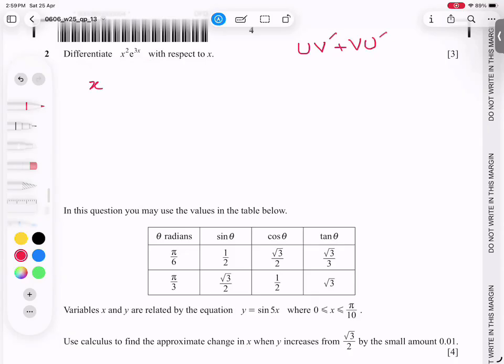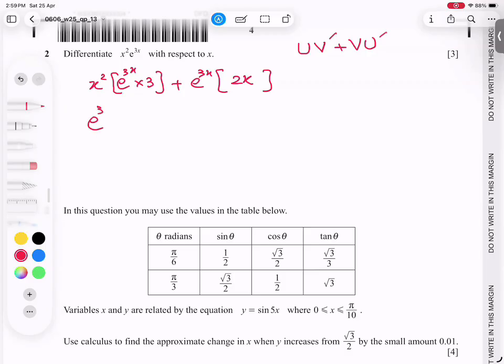So first, x squared: copy. Differentiation of the exponential, and then reverse exponential here, differentiation of the algebra. So what is the exponential? e to the power 3x: copy, multiply by the power's differentiation. And what about the x squared differentiation? 2x. Can we stop it here? No, we have to take a common factor out.